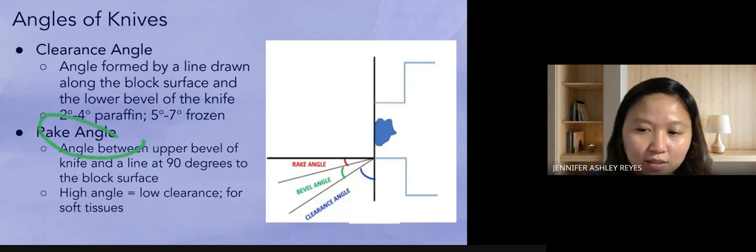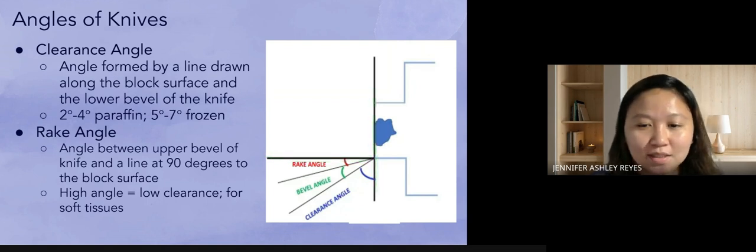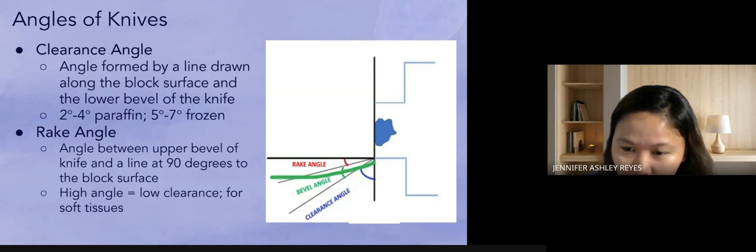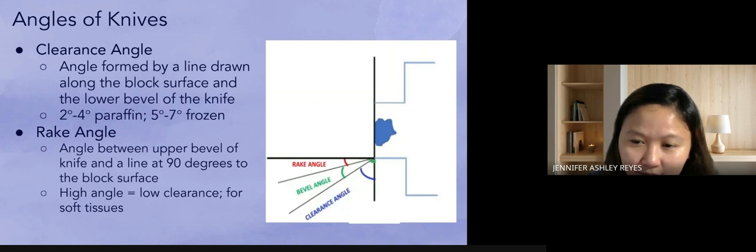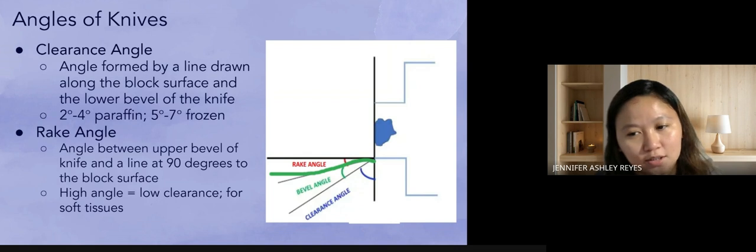Well, the rake angle, this one is the upper bevel of the knife and a line that is 90 degrees to the block surface. If the angle is higher, the clearance is lower. That's for soft tissue. If the angle is lower, the clearance is higher. That's for harder tissues. So that's why it's important.